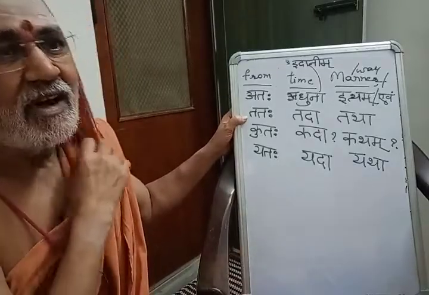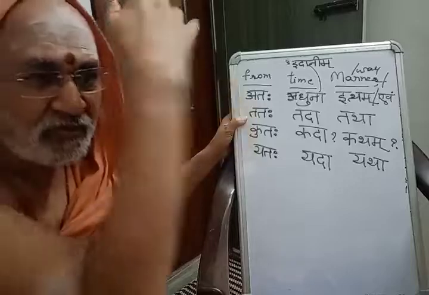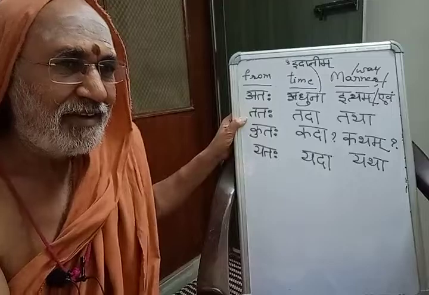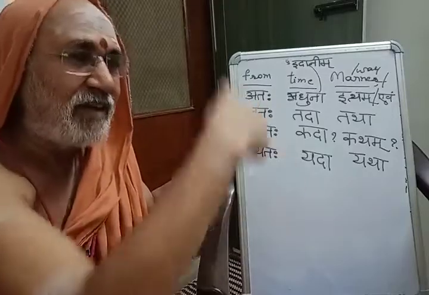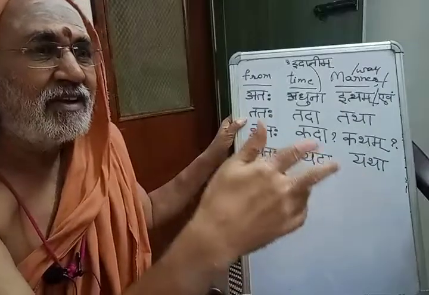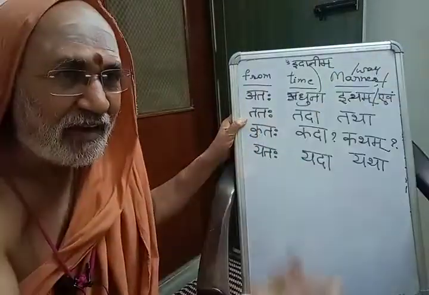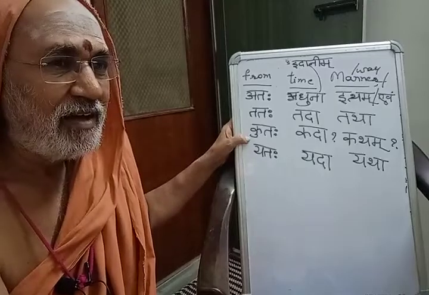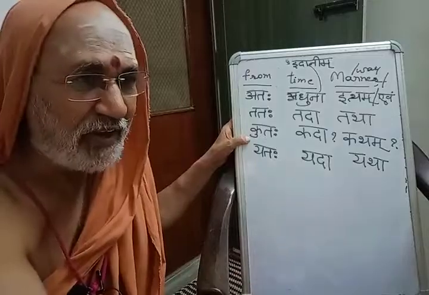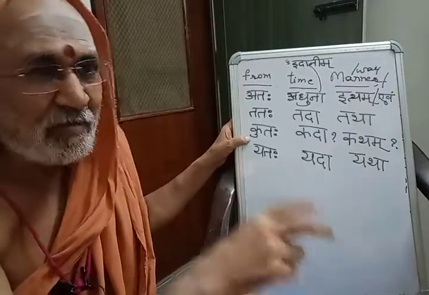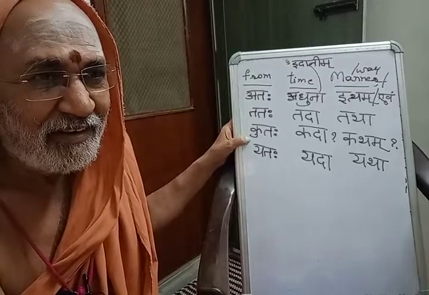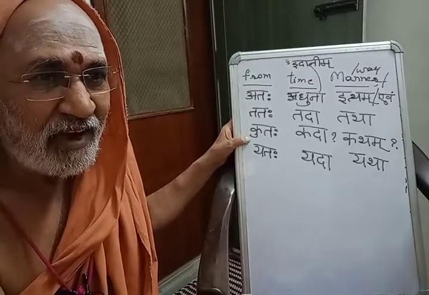Tataha also. Tataha means thereafter. Tataha means from there. Tataha means because of that. See, ataha is near, tataha is that. Tataha is because of that. Tataha is thereafter. Tataha means from there. Okay. Then kutaha. Kutaha means why. Kutaha means from where. Kutaha means from when. But same place, time and reason.